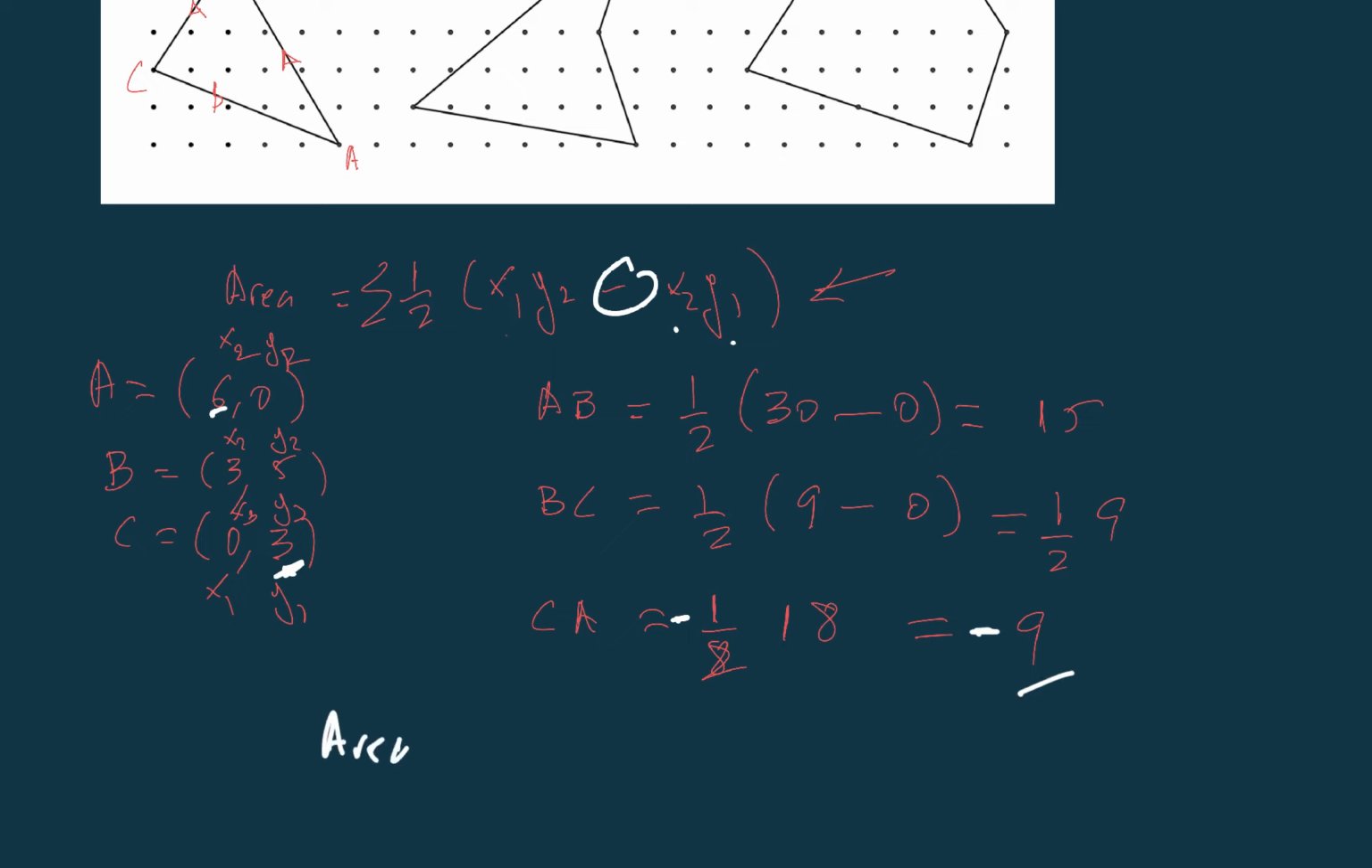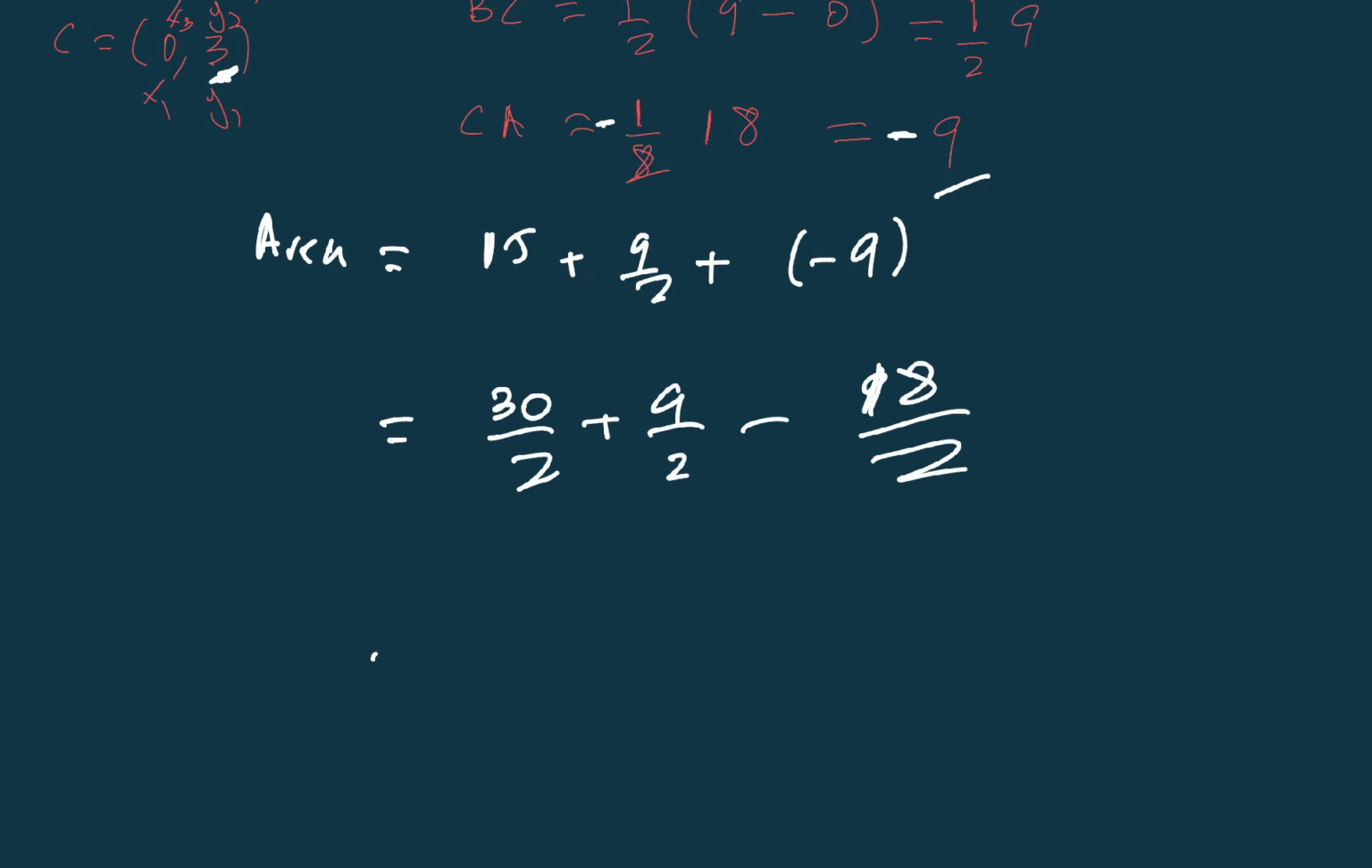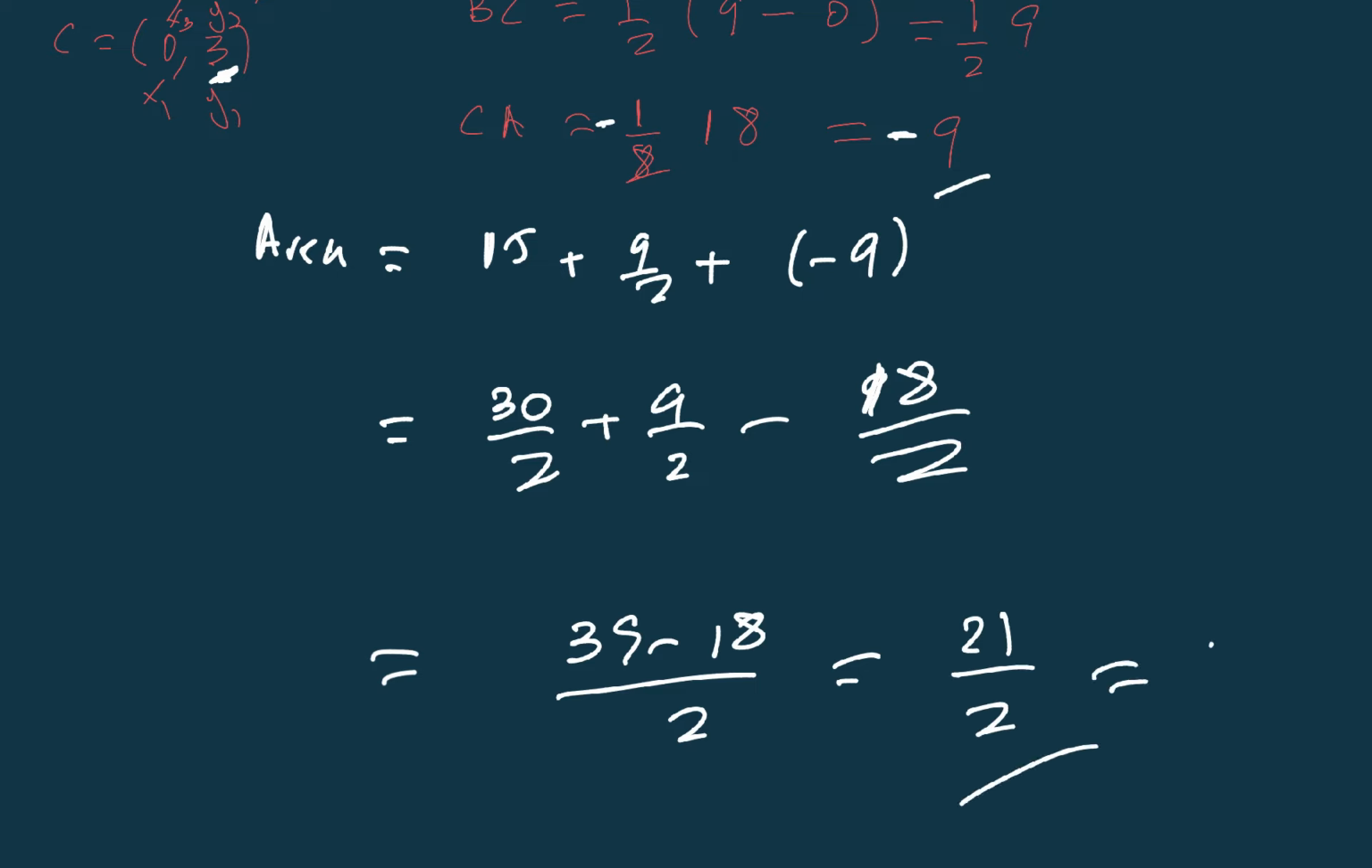So what is the area? The area is the summation of all these calculations: 15 plus 9 divided by 2 plus minus 9. So we can sum here. The sum will be 30 divided by 2 plus 9 divided by 2 minus 18 divided by 2. So the sum will be 39 minus 18 divided by 2, and 18 plus 18 is 36, so it's 21 divided by 2. So this is the area. You can check that I'm not wrong. This is the exact area. Wow. Good. I hope you like this way.